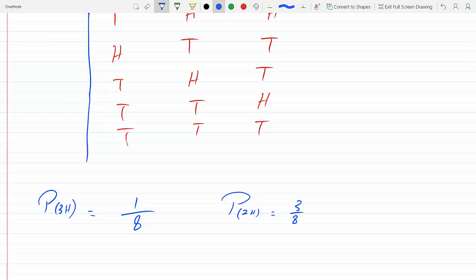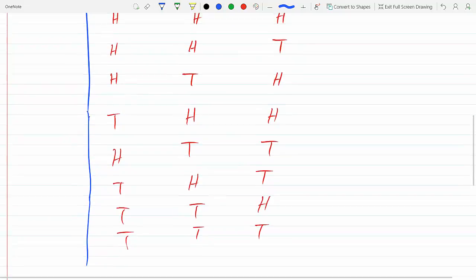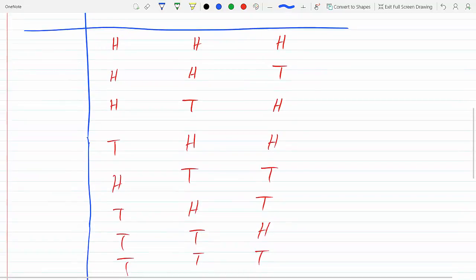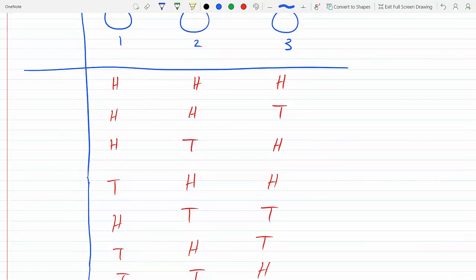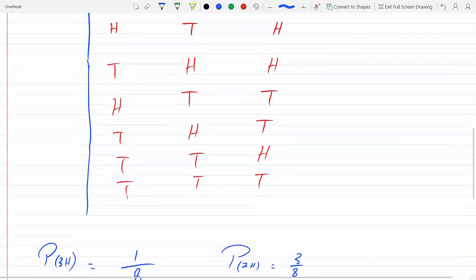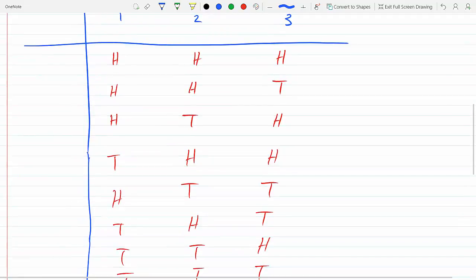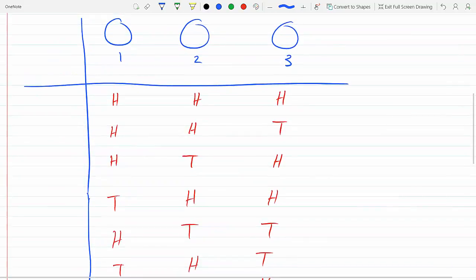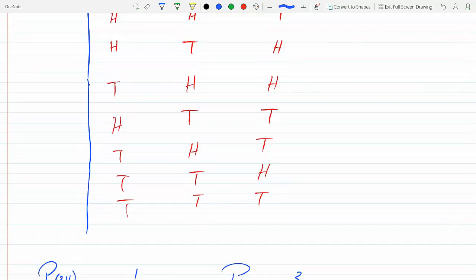Okay, now each of these 8 different outcomes is called a microstate, because that tells me exactly what each coin's representation is. For example, let's take microstate number 2, I know that the first coin landed heads, the second coin landed heads, and the third coin landed tails. So this is called a microstate, which means I am specifying the state of each individual coin.